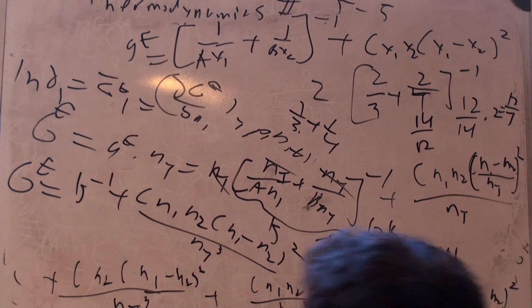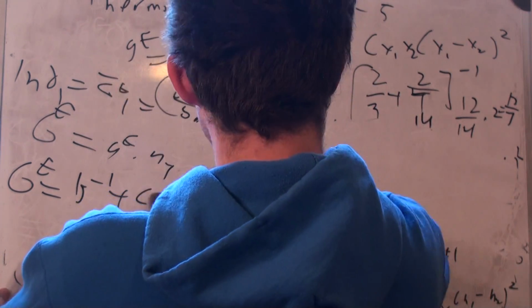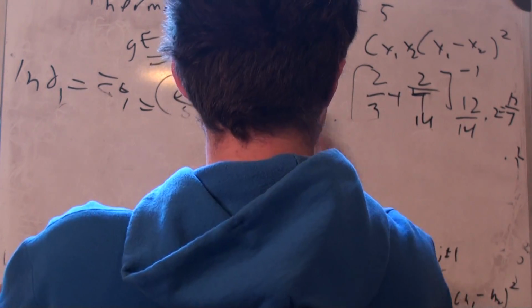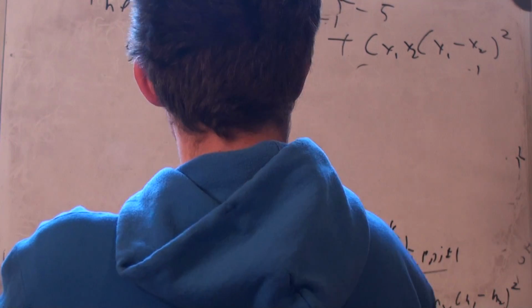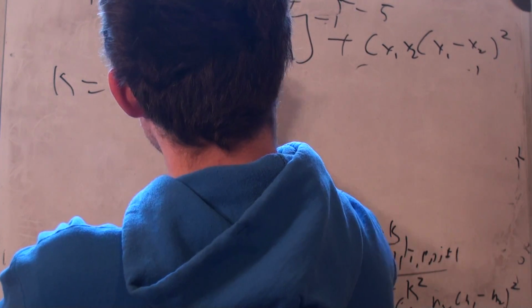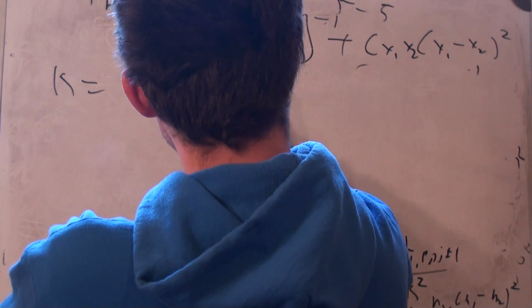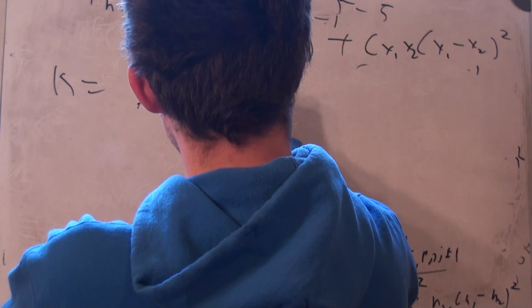All right. Let's erase some stuff and start cleaning things up. But before I do that, let's get that d kappa dN1 going. So again, kappa was equal to 1 over A N1 plus 1 over B N2.